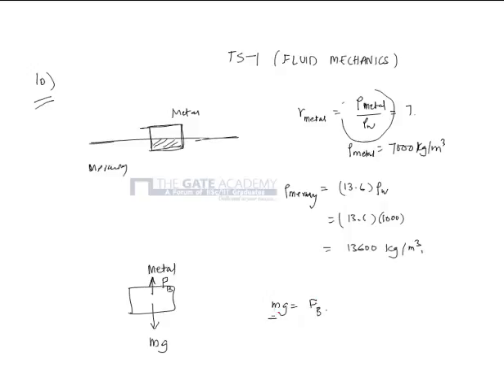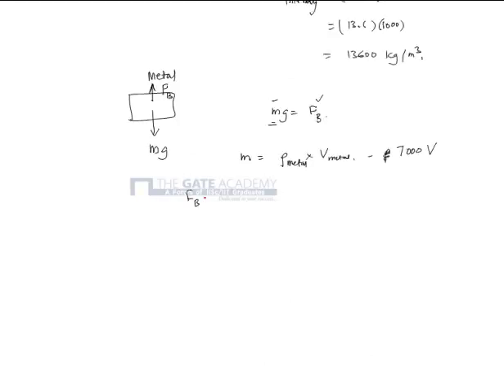So let's compute each of the terms. Now mass of the metal is basically the density of the metal into the volume of the metal. Density I'm writing 7000, and volume of the metal, let's say it is V. Now buoyancy force Fb, because I need to use this relation, so let's calculate what is there on the left hand side, what is there on the right hand side.